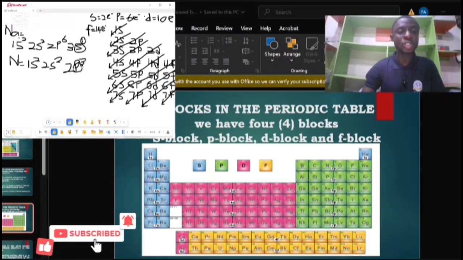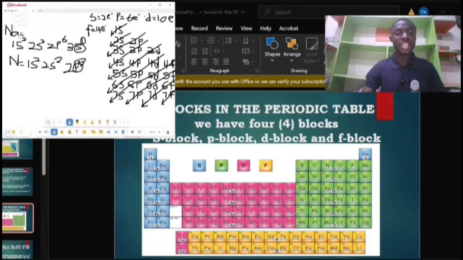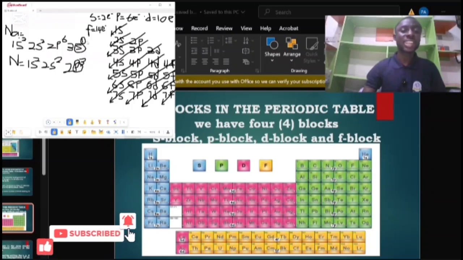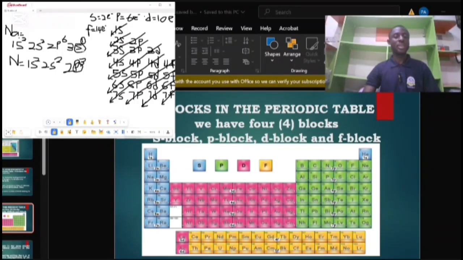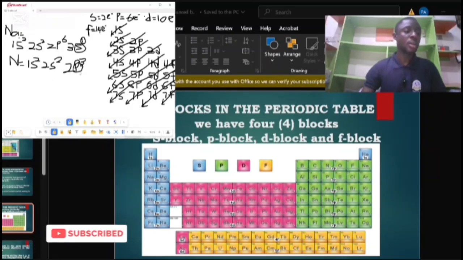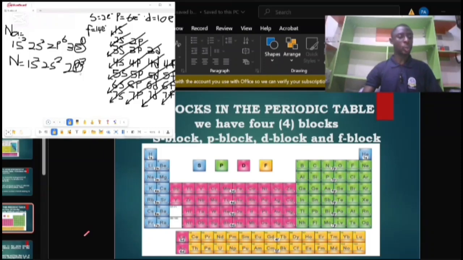So that means that nitrogen will be found in the p orbital because the last electron that we assign is to the p orbital, and sodium we find in the s orbital because the last electron that we assign is to the s orbital. So sodium will be found in the s block, and nitrogen will be found in the p block. Let's take maybe 1 or 2 more.